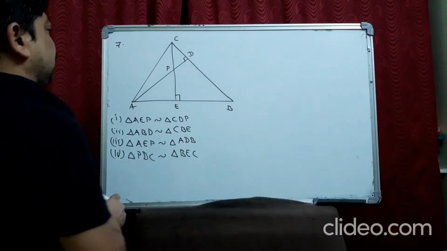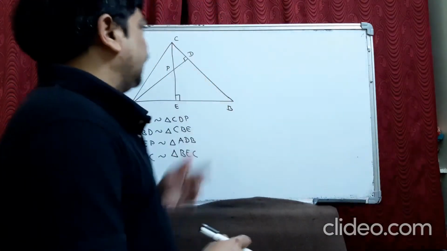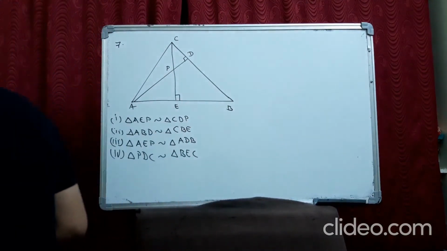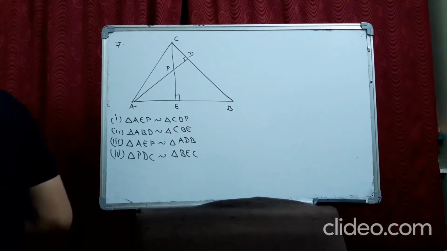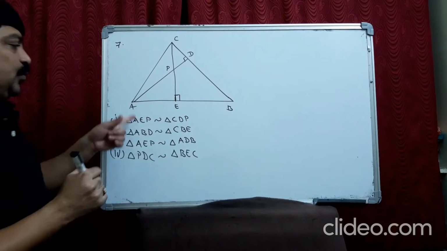Right. Now, seventh question. Here the triangle is given. Sorry, CE and AD are intersecting at P. And you have to prove this. And these are at 90 degrees. These are given 90. You have to prove all these three.